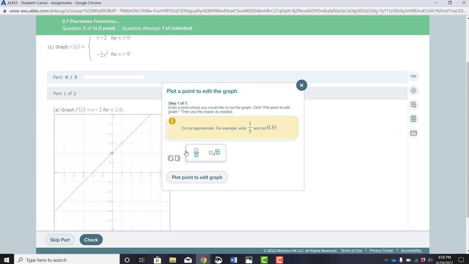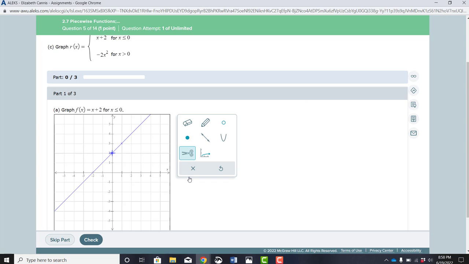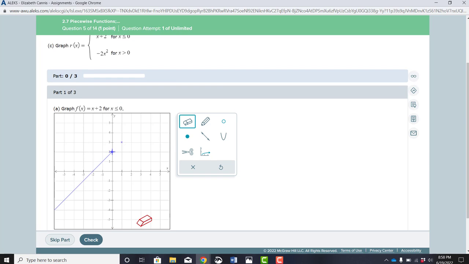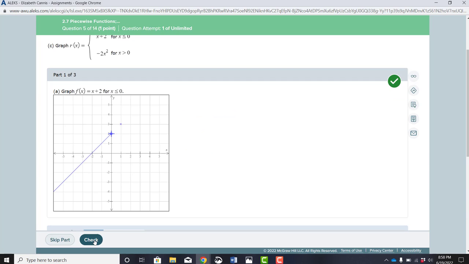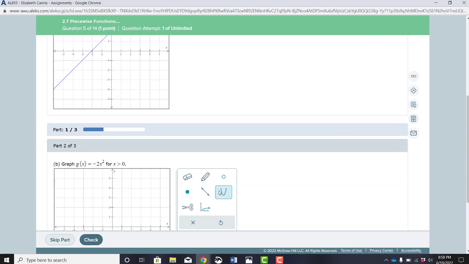So then for my cutting, I'm going to cut at 0, 2, and then I'm going to use my eraser and erase that part right there because I only want the part where I'm smaller, which would be to the left. Okay, so there's that part. Let's check it, make sure we're good. Beautiful. Moving on to the next part.